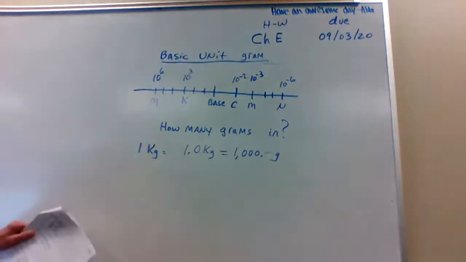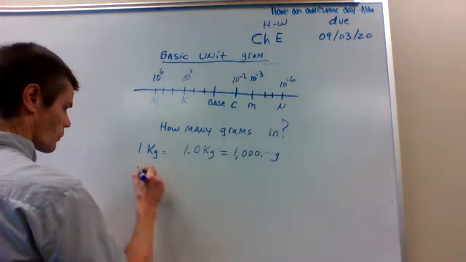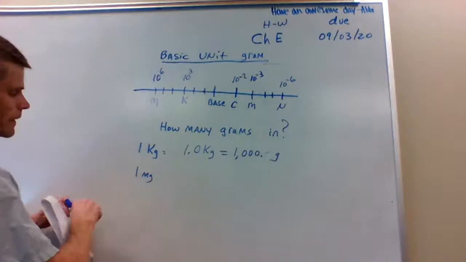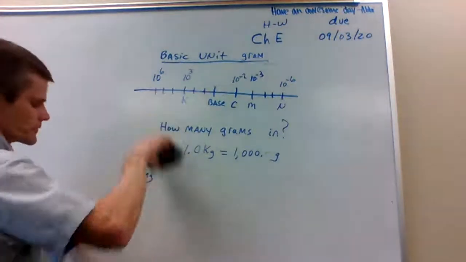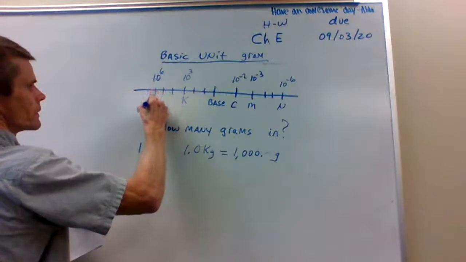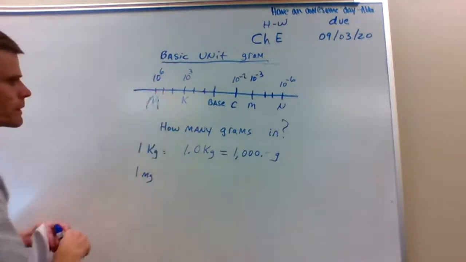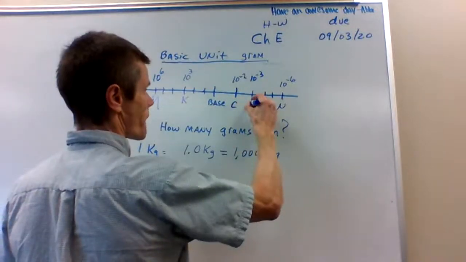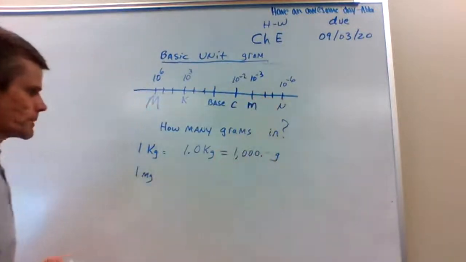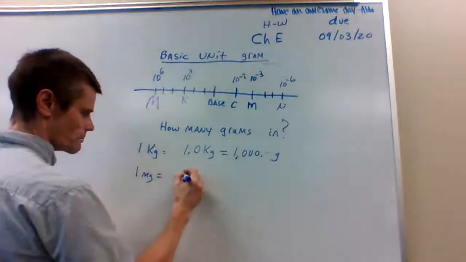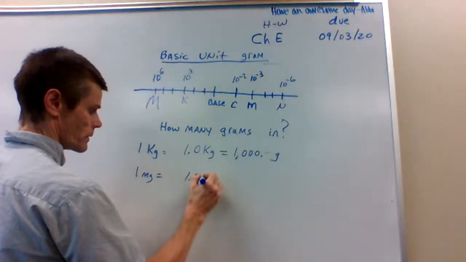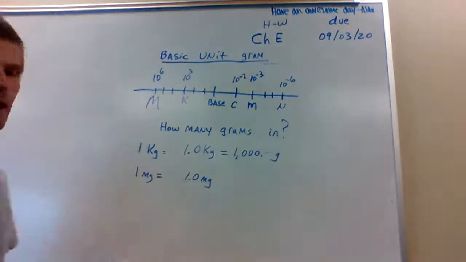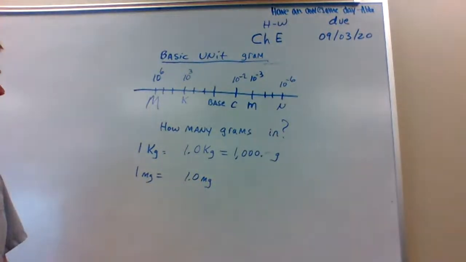1 milligram. Now, the mega out here, this is capital M. This is where we get confused. This should be a capital M. This M is a lowercase m. That's the milligram. So let's write 1 milligram, 1.0 milligram. How many grams are in 1 milligram?